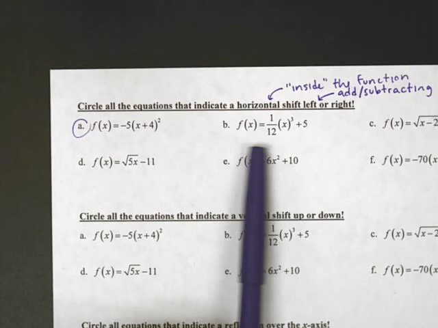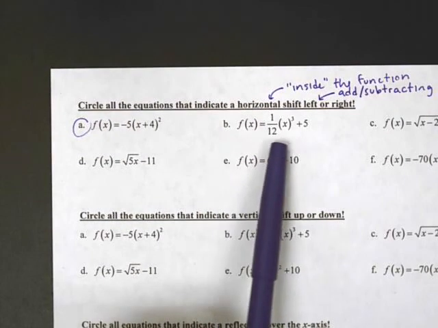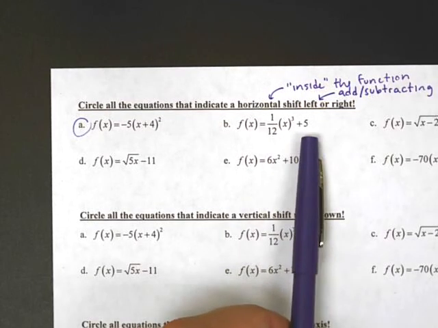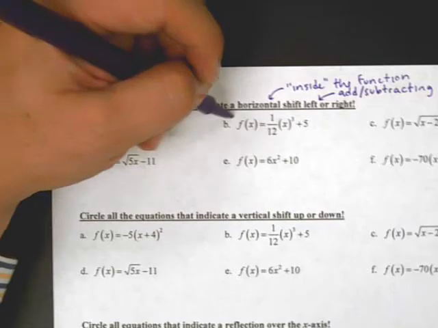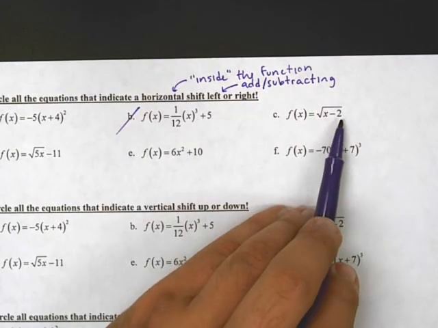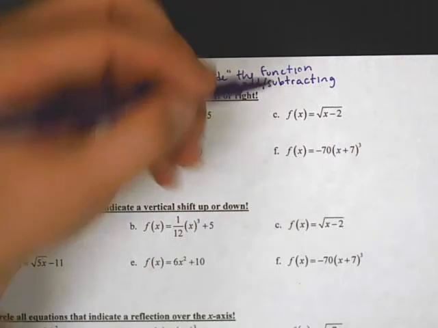When we move on to b, what do we think here? No, right? We just have x cubed. We're adding outside of it, right? So this is no. We would not circle that one. C, square root function, subtracting 2 inside the function. Boom, absolutely.